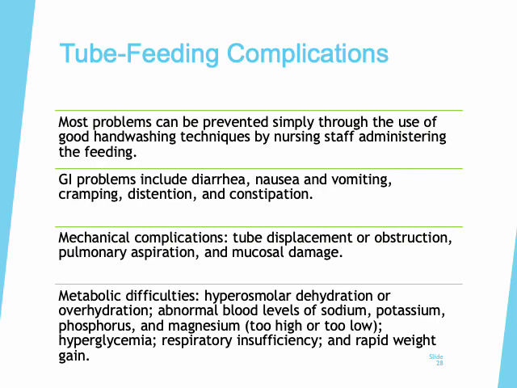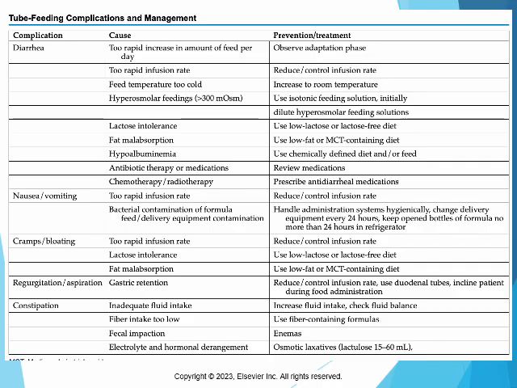In terms of metabolic difficulties, we may have situations of hyperosmolar dehydration or overhydration. We may be at risk for abnormal blood levels of sodium, potassium, phosphorus, magnesium, where they could be too high or too low. We can cause hyperglycemia, respiratory insufficiency, and even see rapid weight gain. You can see the different causes and treatments that are available for the complications that were discussed.